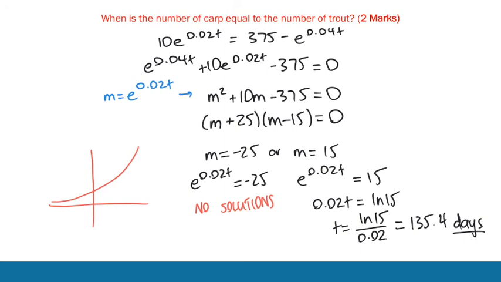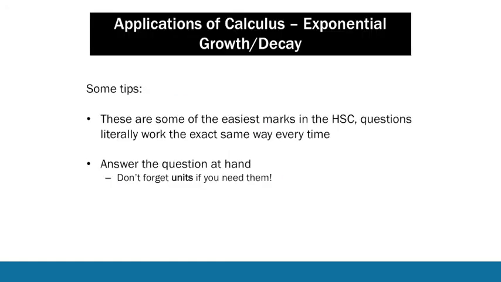Again, this is probably the hardest question collectively that they've ever asked on exponential growth and decay. It's a really easy topic most of the time, at least in comparison to other stuff that can be asked. But every topic, they can always throw curveballs like this one. So make sure you're ready for them. In terms of a few last minute tips for these sort of questions, do keep in mind they are some of the easiest marks in the HSC if you're prepared, because they are so predictable.